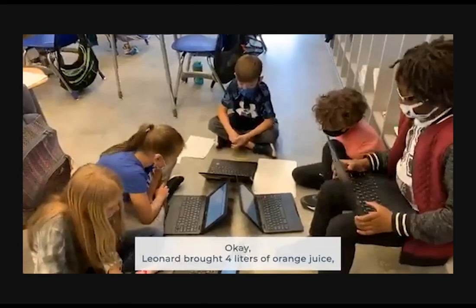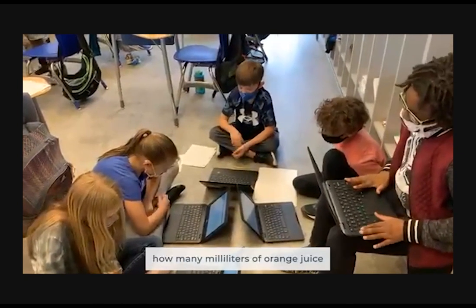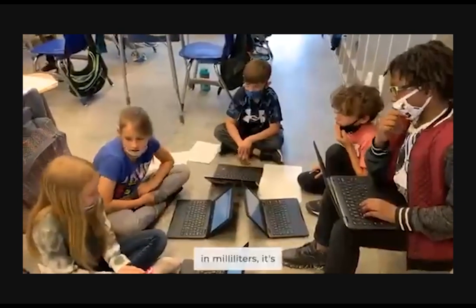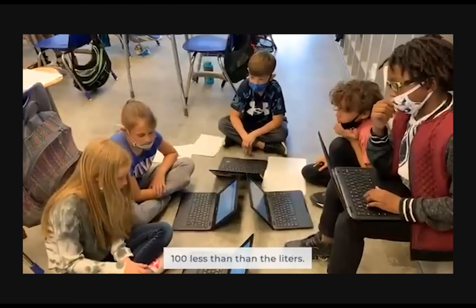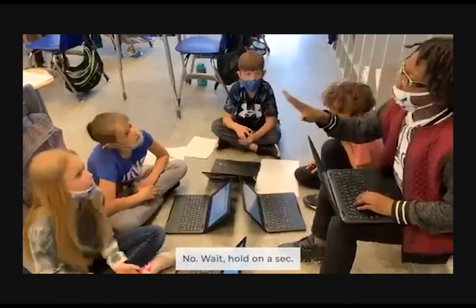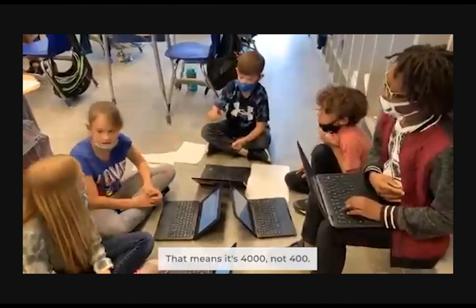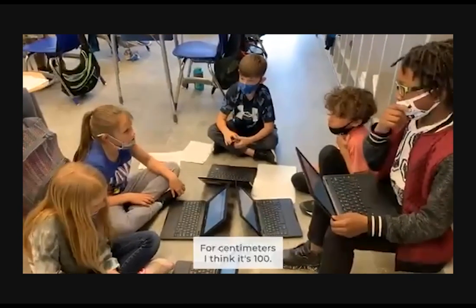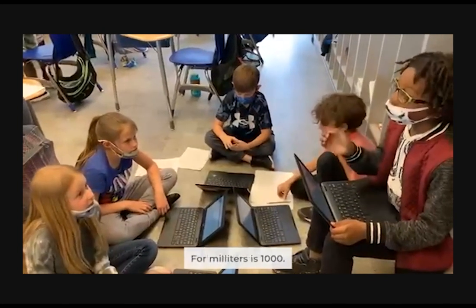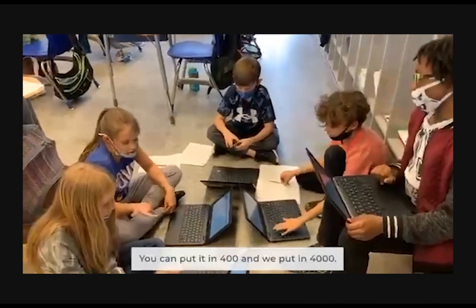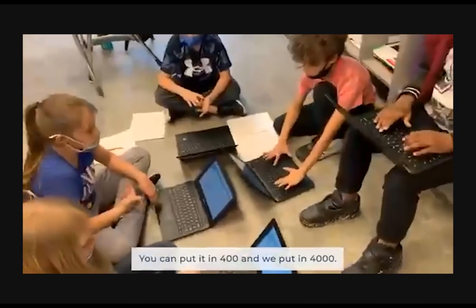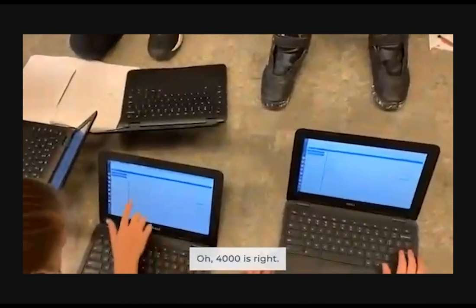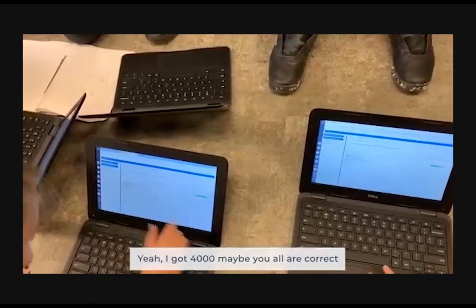Okay, Leonard got 4 liters of orange juice. How many milliliters of orange juice does he have? I think she was teaching us that in milliliters, it's 100 less than the liters. No, hold on a second. I think it's 1,000. That means it's 1,000 and not 400. Isn't it 100 for centiliters? I think it's for milliliters. No, for centiliters, I'm pretty sure it's 100. For milliliters, it was 1,000. Yeah, you can put in 400 and we can put in 4,000. Yeah, I think it's 100. So we can just do 400. Let's choose it. Okay. Oh, 4,000 is right. Yeah, I got 4,000. Maybe y'all are correct.